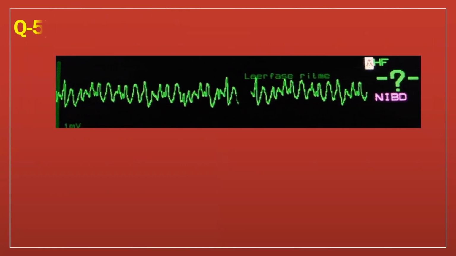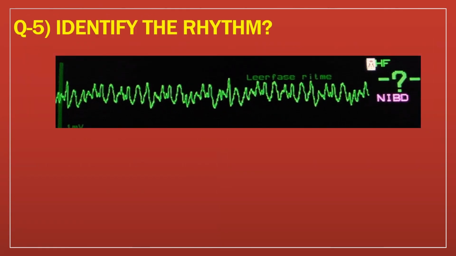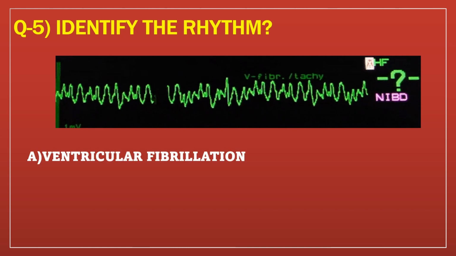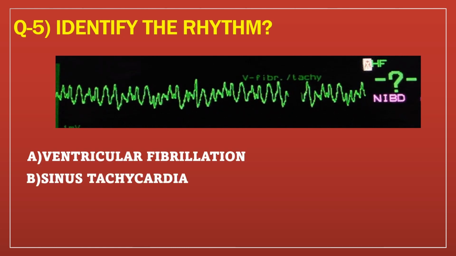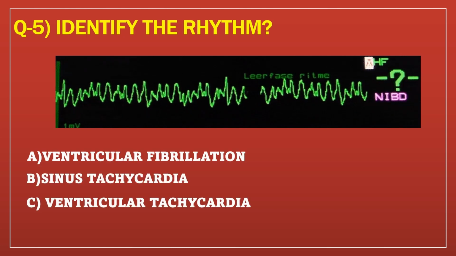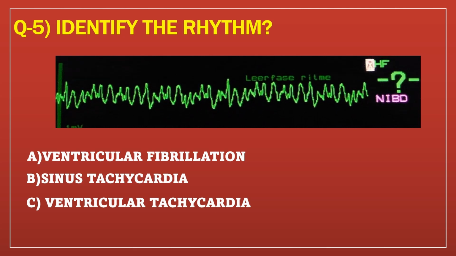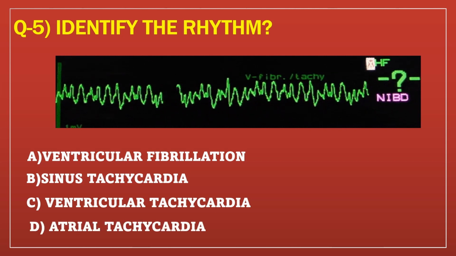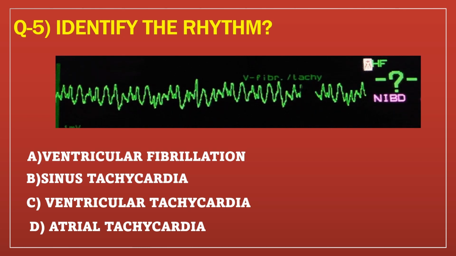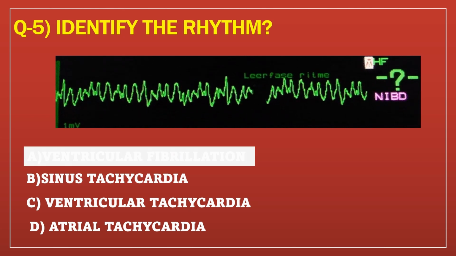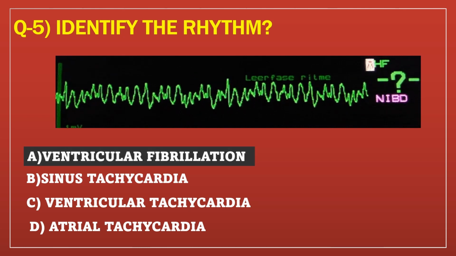Number 5. Identify the rhythm. Option A. Ventricular fibrillation. Option B. Sinus tachycardia. Option C. Ventricular tachycardia. And option D. Atrial tachycardia. And the correct answer is ventricular fibrillation.